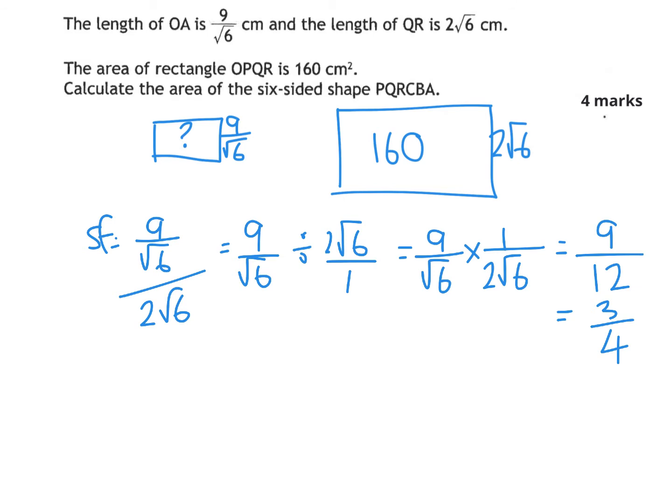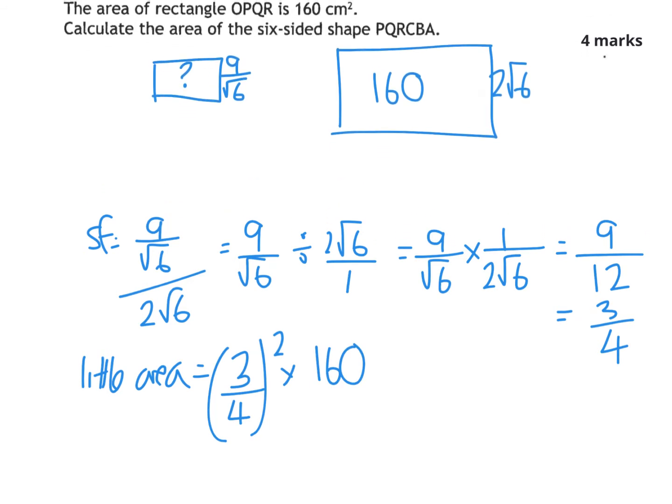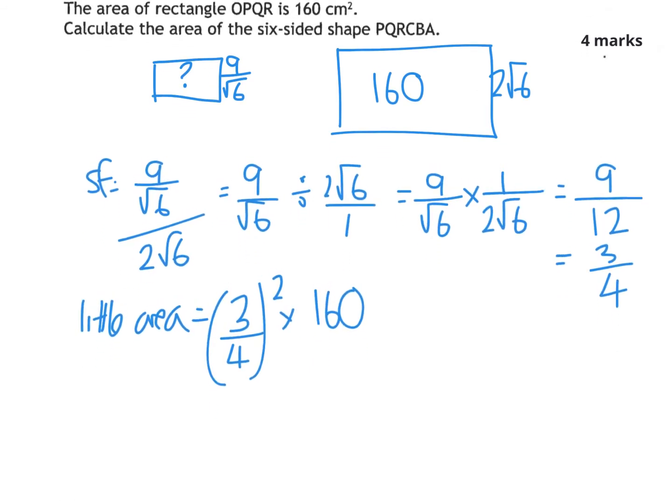So my little area will be my scale factor squared, because it's an area question, times the big area. Now, if you square all this, you will get 9 over 16 times 160. Those 16s will cancel out and you're just left with 9 times 10, which is 90. So the small area is 90 centimetres squared.